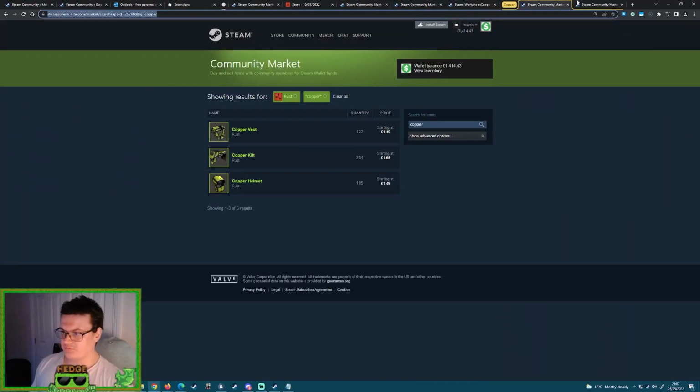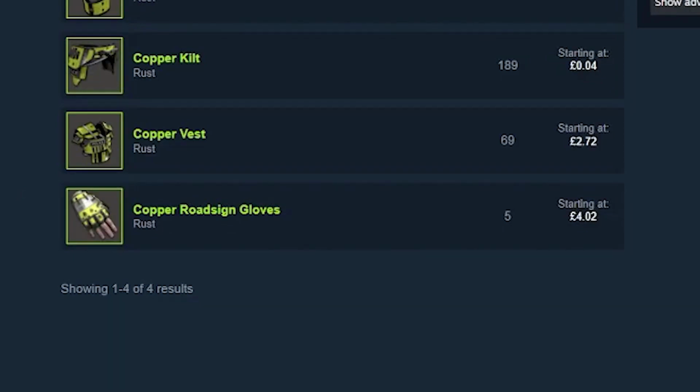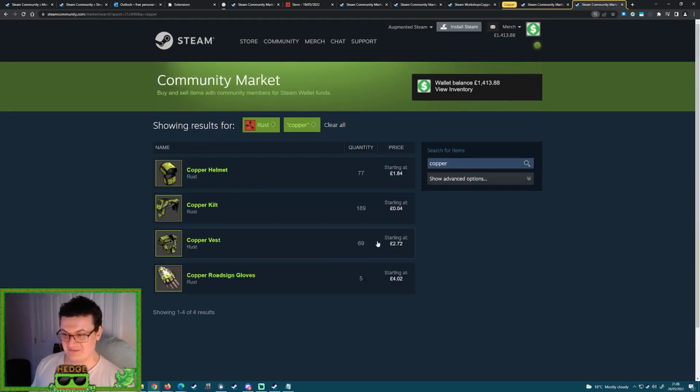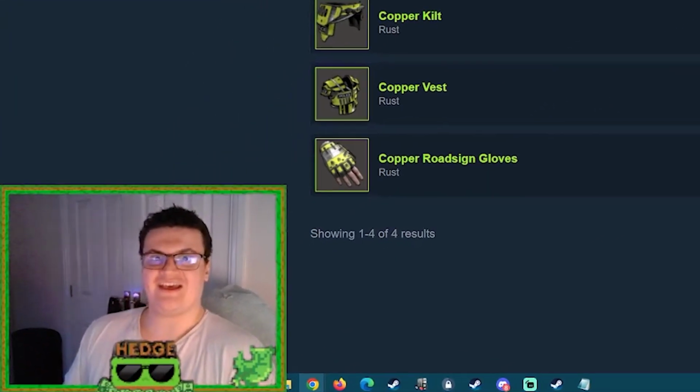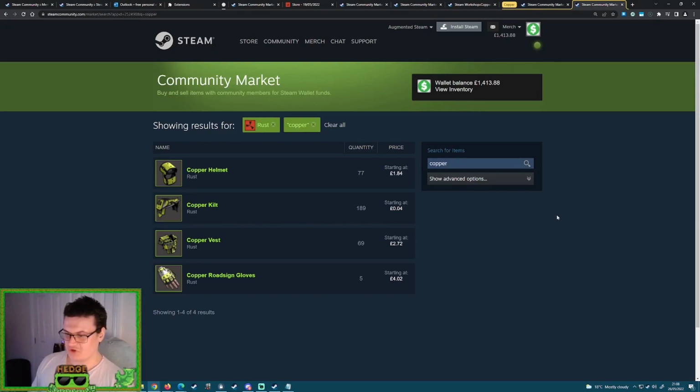Okay, what was the original? 254. Left was the original, right was the different. And we of course have gloves, so that would be a better indication. Vest is going up. Perfect. So it only gets better and better. It only gets better and better.